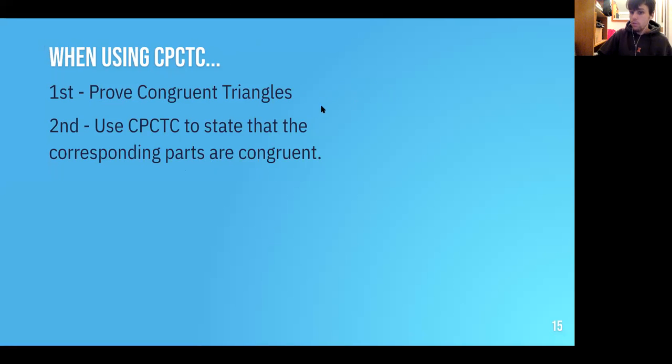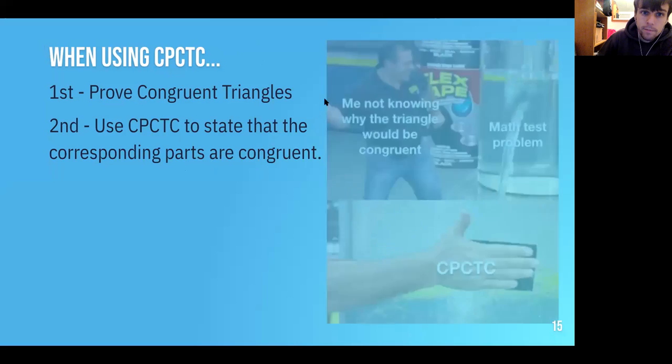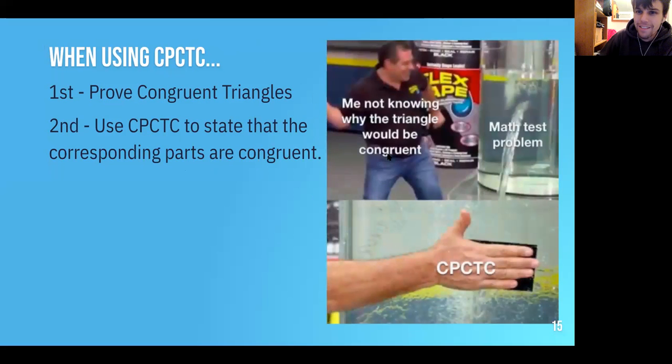So let's actually do the whole process this time. Thought this was pretty funny. You don't know how to do a problem. CPCTC. All right, here we go.